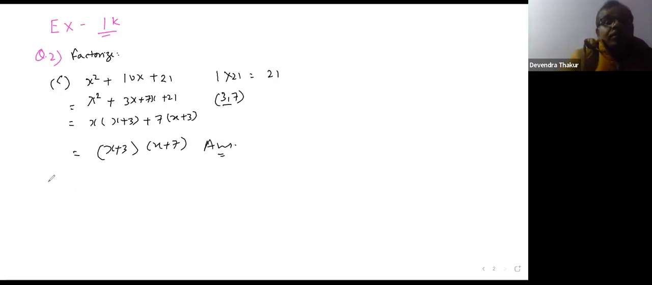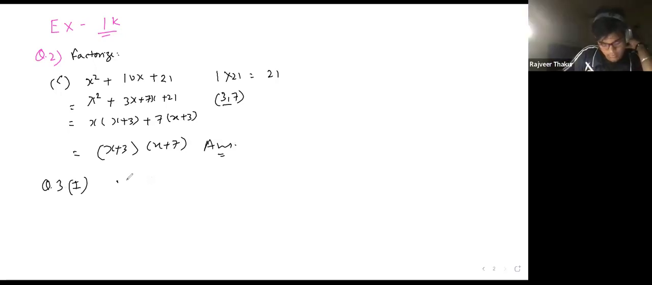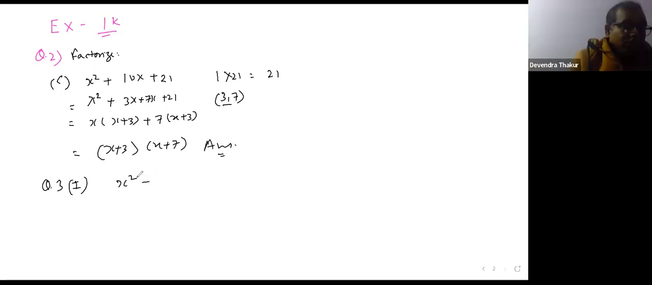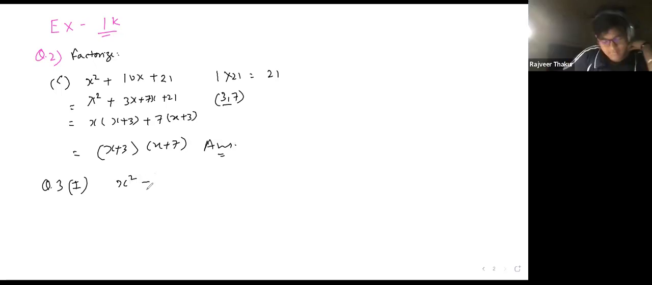Okay, question 3, part I. So that's x squared plus 8x minus 48. No. Question 3, I part. Oh, sorry. It is x squared negative 20x plus 36.